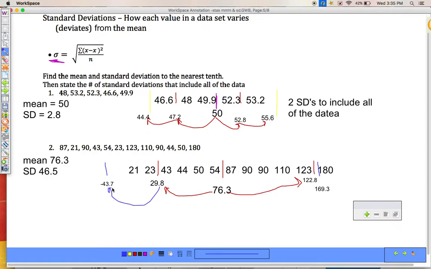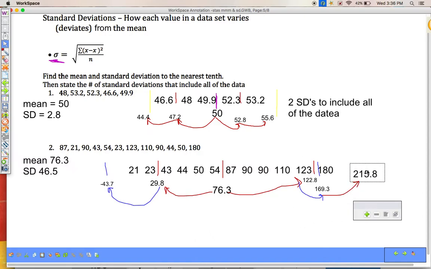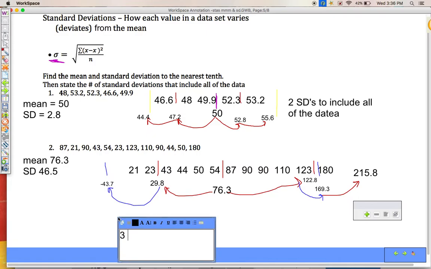going down. 2 standard deviations takes me lower than my lowest value, but it doesn't take me higher than my highest value. So I'm going to do it one more time. Add it again. 169.3 plus 46.5, 215.8. Which is way out here. So it took 1, 2, 3 standard deviations to include all of the data.